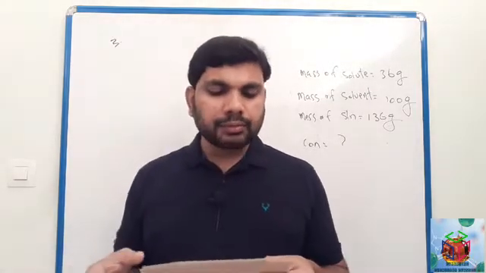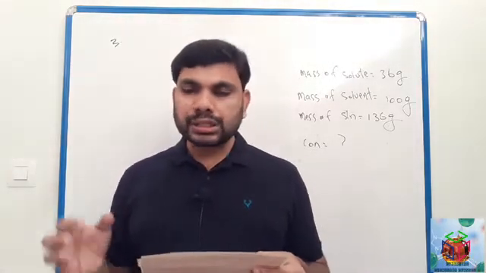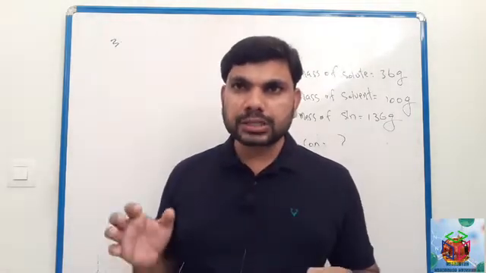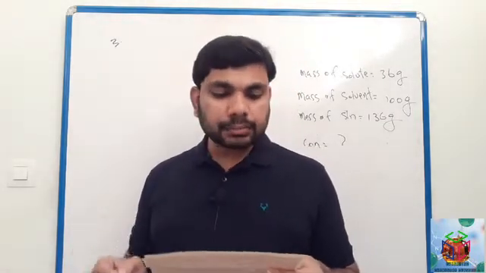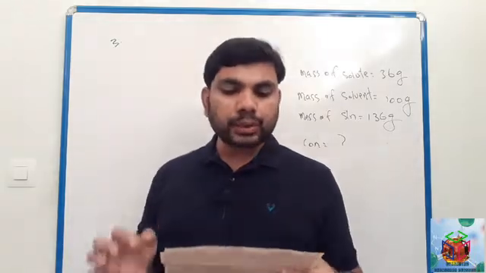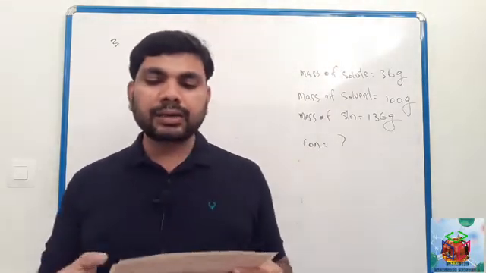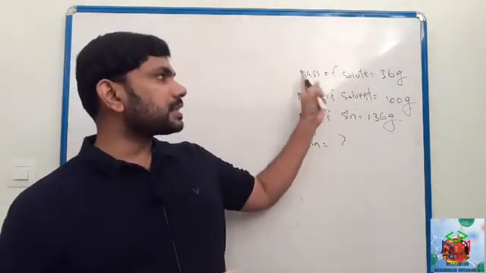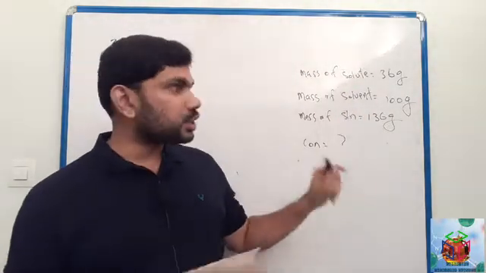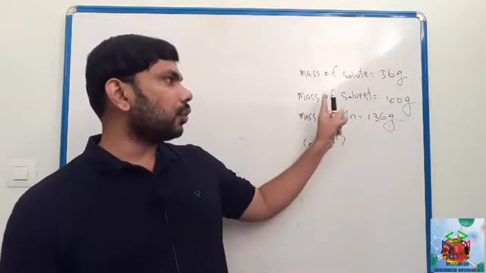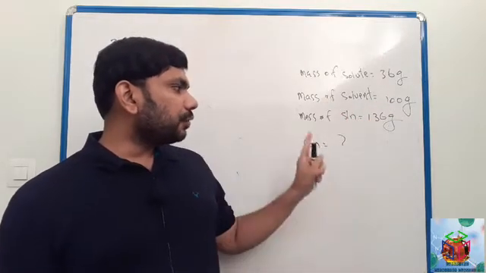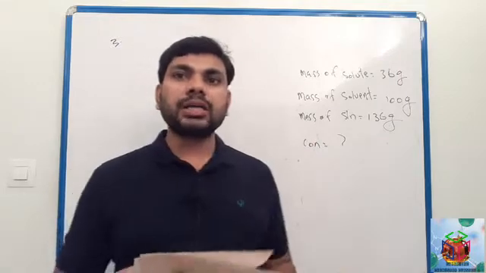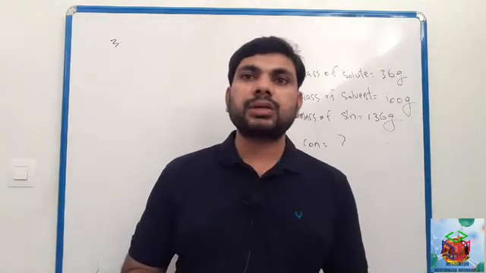Okay, here it is given, to make a saturated solution, 36 gram of sodium chloride is dissolved in 100 gram of water. Okay, so we have to calculate the concentration. What will be the concentration of the solution?